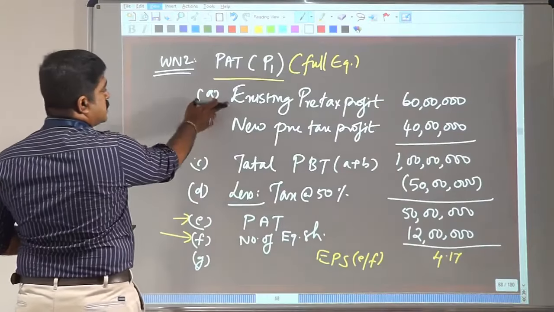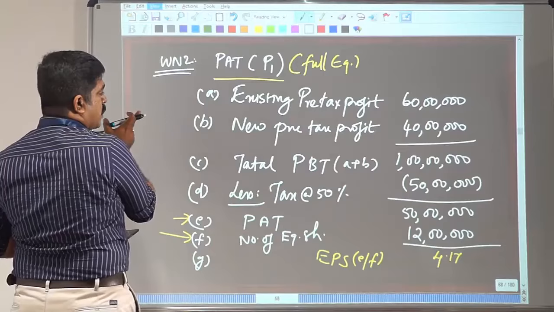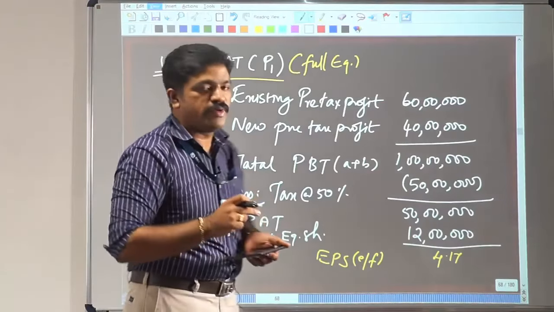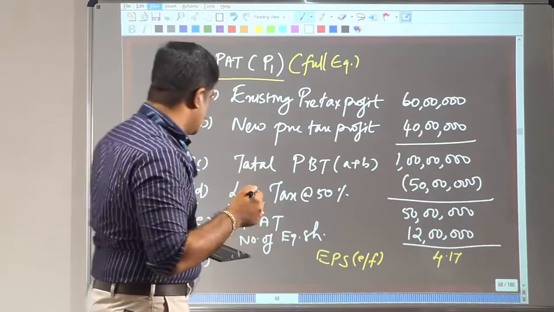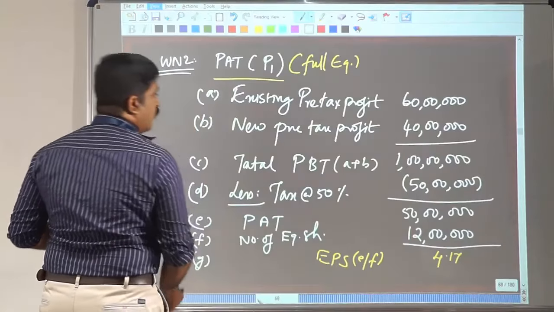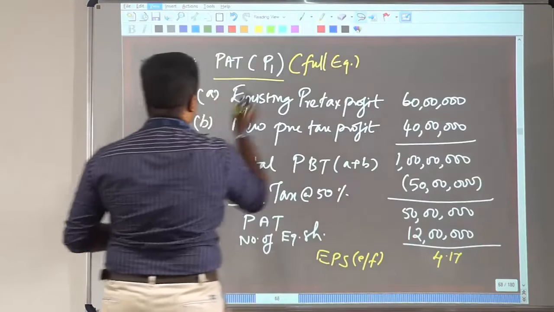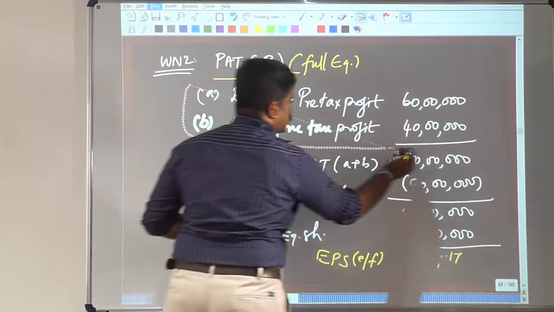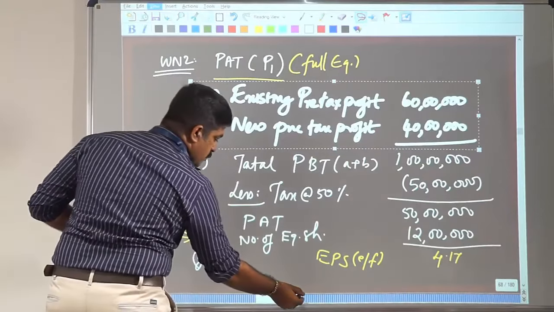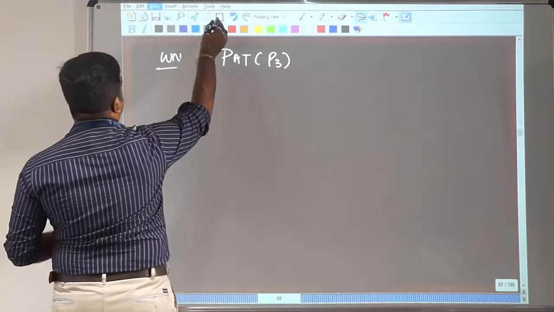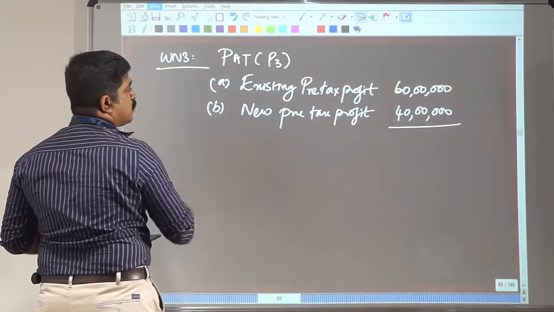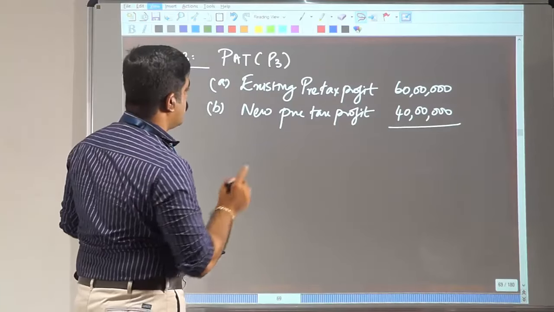Okay, you know your existing pre-tax profit is 60 lakh and your new pre-tax profit will be 40 lakh, but it is only from this profit you have to pay off the interest, right? So what is the interest rate? I think we have interest rate as 16%. So just for simplicity, let me copy these items so I can make best use of them. I'll put them here. So I have my existing pre-tax profit 60 lakh, new pre-tax profit 40 lakh.